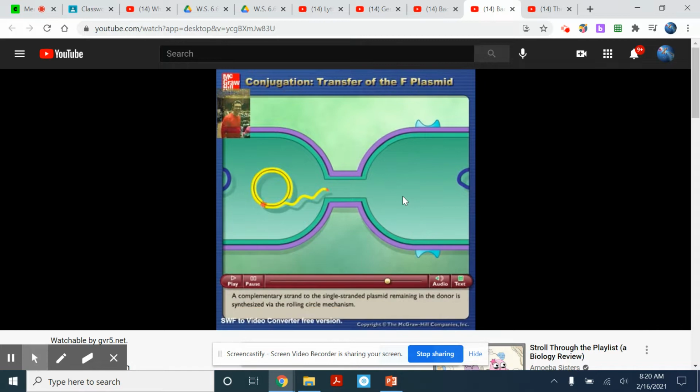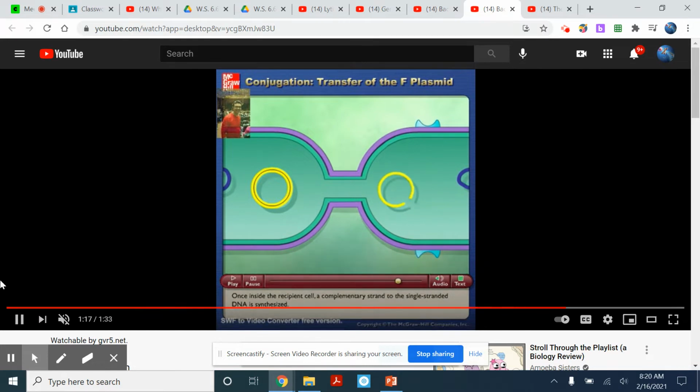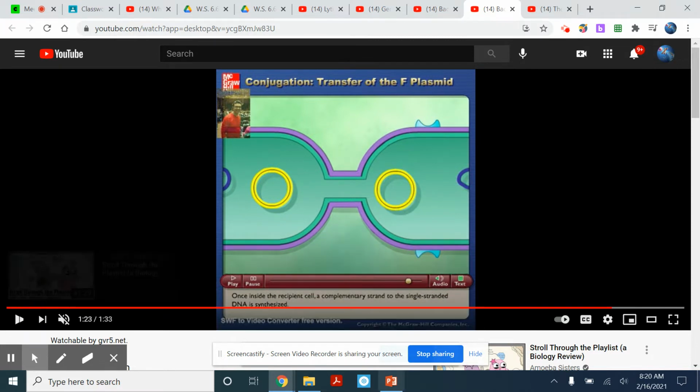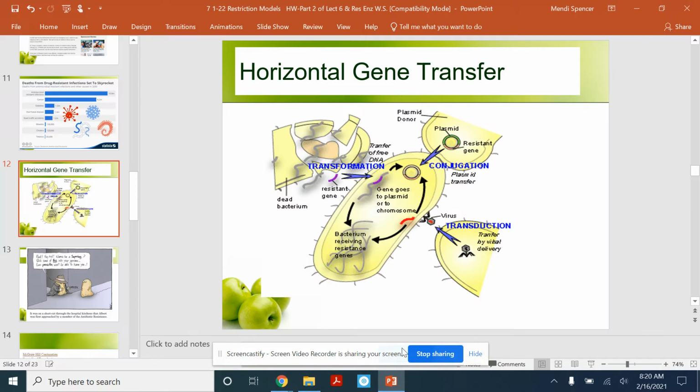It's going to be able to make some new proteins that it wasn't able to make before it got a copy of that plasmid. So this is called conjugation. And again, it's another way that bacteria can gain new traits. Now, I do want to point out an important term so you understand what I mean.